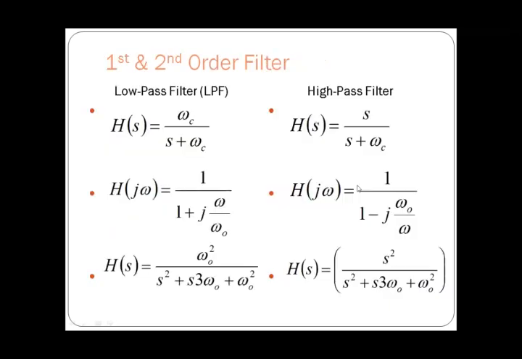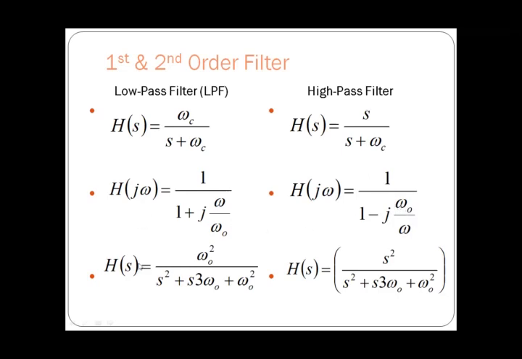So if you observe the low pass and high pass filters, which are constructed by passive components itself. For the first order low pass filter, the transfer function H of s is equal to omega c by s plus omega c, whereas in case of high pass filter, it is s by s plus omega c. The transfer function we can write as 1 by 1 plus j omega by omega naught for low pass, and H of j omega for high pass is 1 by 1 minus j omega naught by omega.